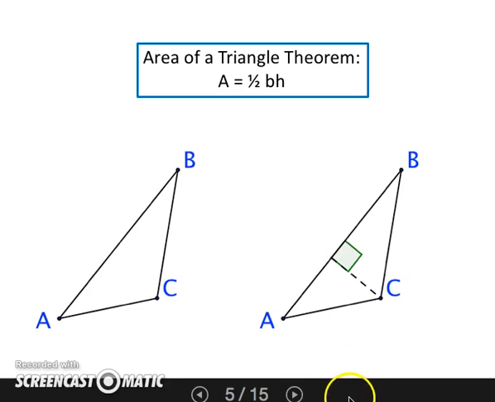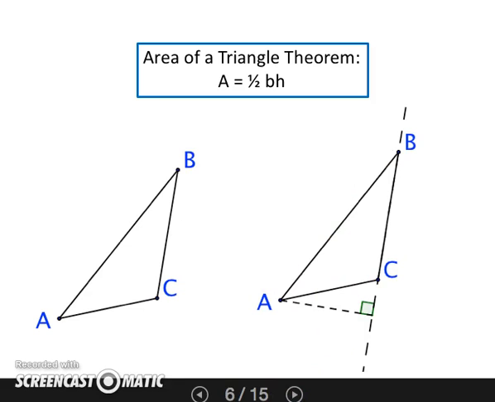The next theorem we're going to do is the area of a triangle theorem, which you're probably familiar with, but I just want to refresh you on the ways that we can use this theorem. The area is 1/2 base times height. Now, what is the base? As with a parallelogram, we can choose any side of the triangle to be the base. So if I choose this side, AB, to be the base, then to find the height, I would go to the vertex opposite this base, the vertex that's not touching that base, and make a perpendicular line going from that vertex to the base, and that would become my height.